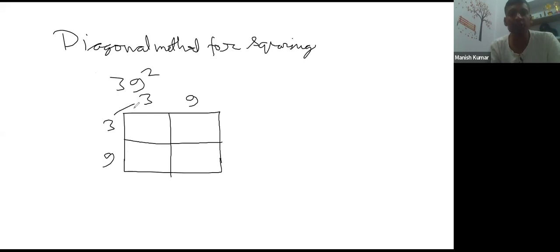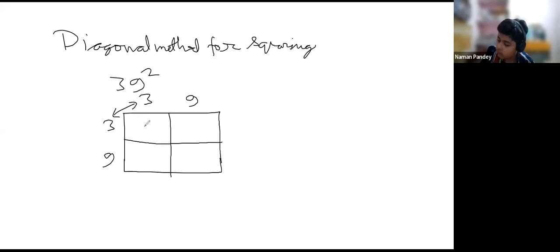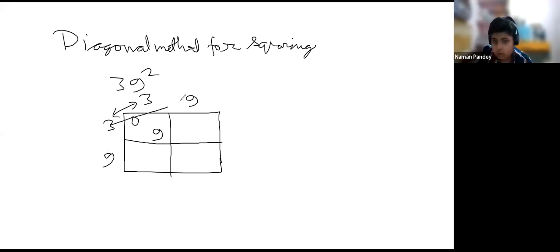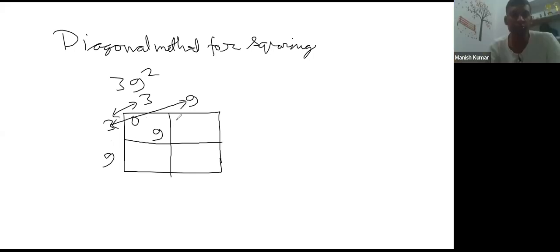Now 3 into 3 is 9. So we have to write 9 in this box, but in a different manner, in 2 digits. So 9 can be written as 09. Here we will write 0 and here we are going to write 9. Now 3 into 9 is how much? 27. So here we'll write 2 and here we'll write 7.